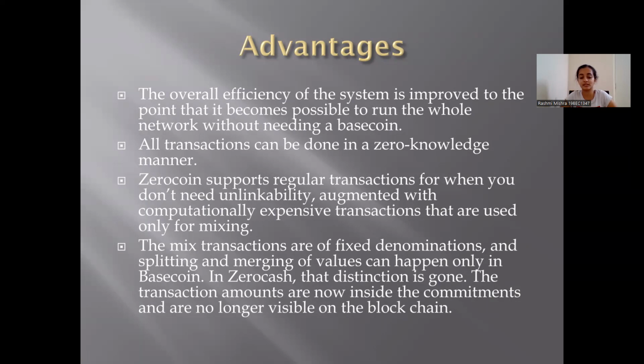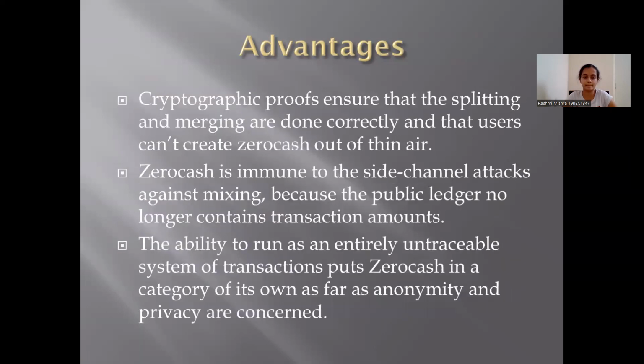In Zerocash, that distinction is gone. The transaction amounts are now inside commitments and are no longer visible on the blockchain. Cryptographic proofs ensure that the splitting and merging are done correctly and that users can't create Zerocash out of thin air. Zerocash is immune to side-channel attacks against mixing because the public ledger no longer contains transaction amounts. The ability to run as an entirely untraceable system of transactions puts Zerocash in a category of its own as far as anonymity and privacy are concerned.